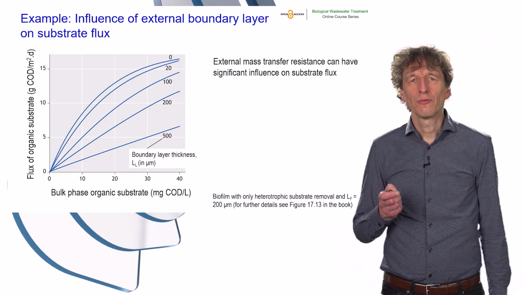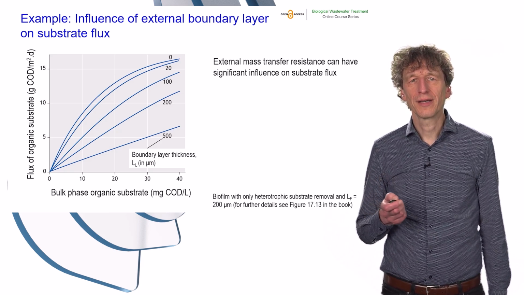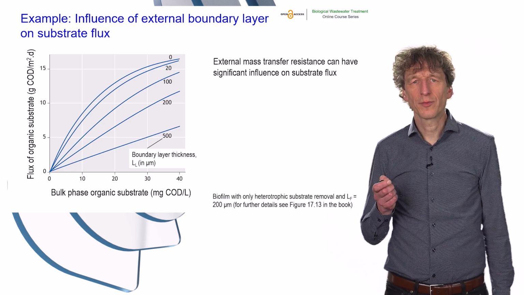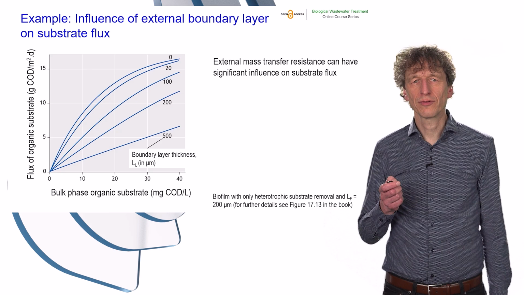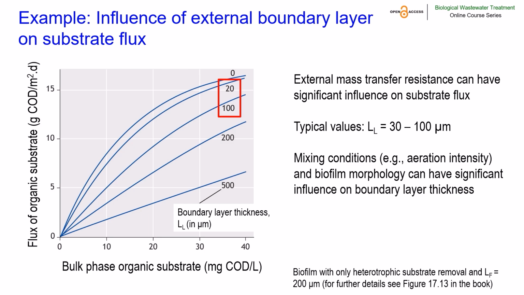This means two things. Number one, we must consider external mass transfer in our mathematical models when we use these models for design or optimizing operation. And number two, if we operate a biofilm reactor and we want to improve overall reactor performance, then we also need to consider how mixing conditions can influence the thickness of this external mass transfer boundary layer. Typical external mass transfer boundary layer thicknesses range from 30 to 100 micrometers. The boundary layer thickness is influenced by mixing conditions. Thus, increasing aeration can increase nitrification in two ways. Increasing aeration increases bulk phase oxygen concentrations, but increasing aeration can also decrease the thickness of the external mass transfer boundary layer. We can see that biofilms are complicated systems.